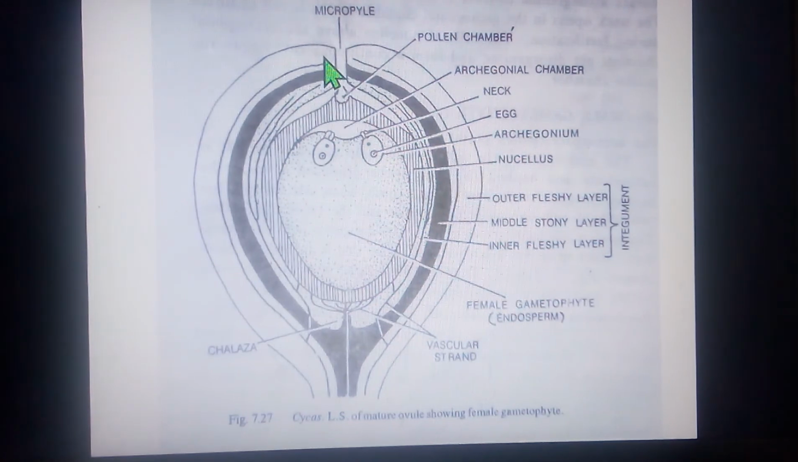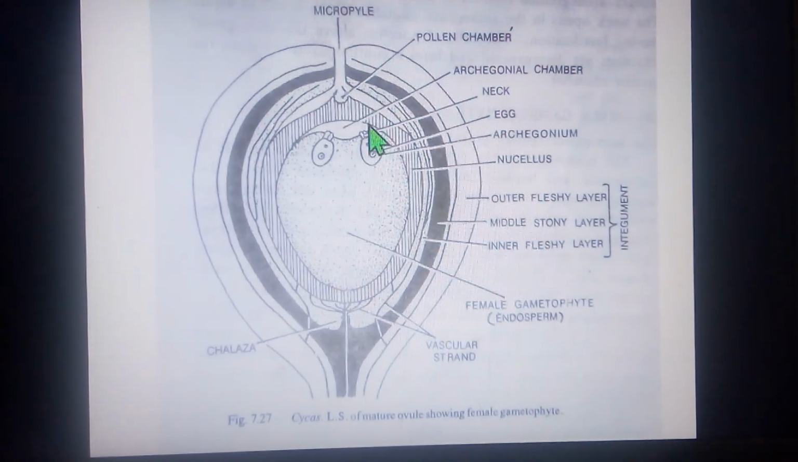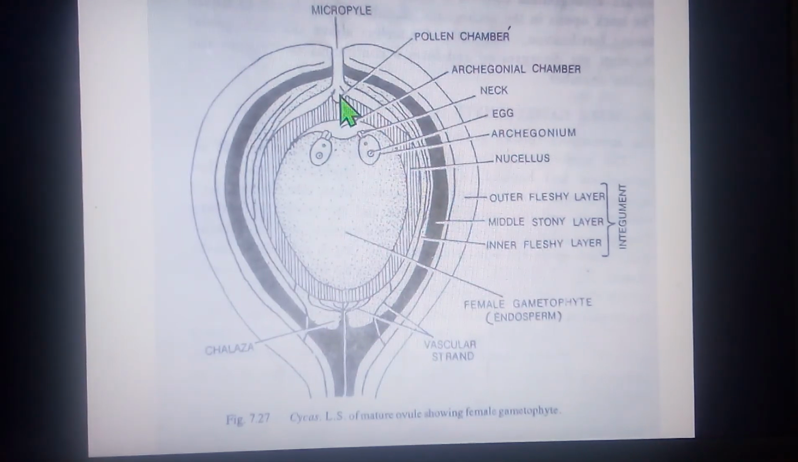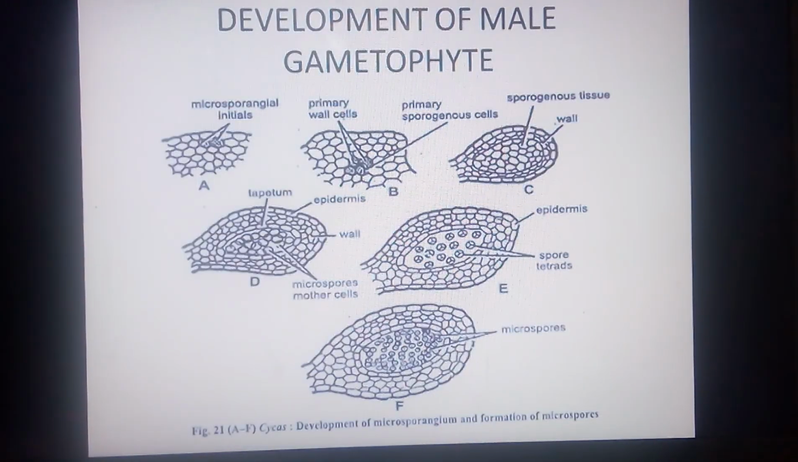Now, at the time of pollination, the pollen grains are directly deposited on the nucellus. This is the nucellus. We know that this one, you can see here, is the nucellus of the female gametophyte. So now the pollen grains are already present here inside the ovule. So they will again start to germinate. Now let us take a look at the development of the male gametophyte after pollination.